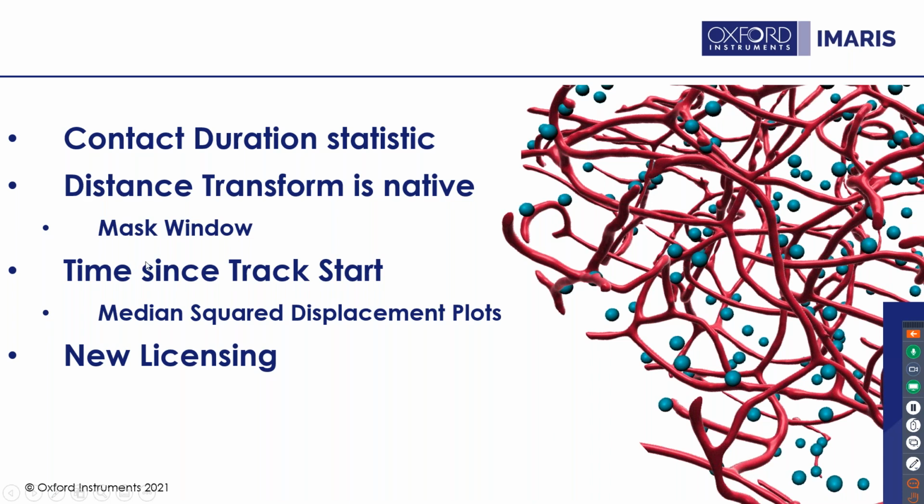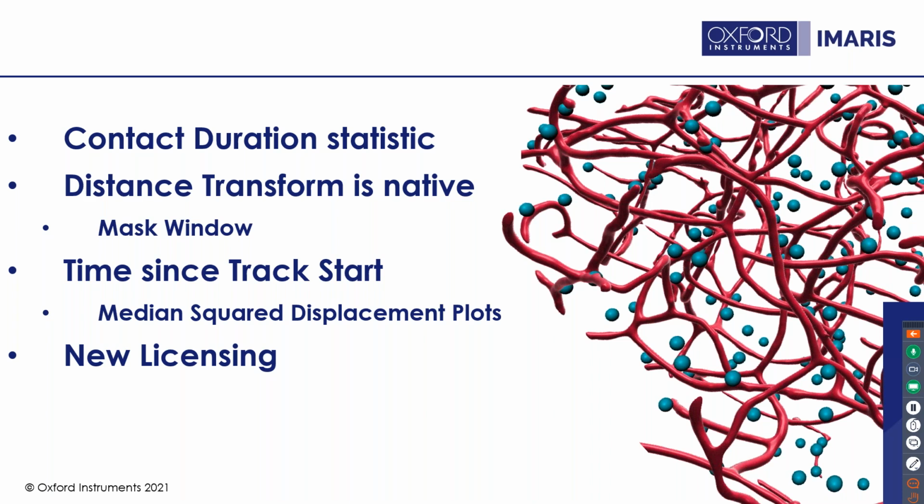We also have some other options within the time plots, which I'll show you in just a second when I back out and go into Imaris, where you can look at time since track start, and that will allow you to create median squared displacement plots, which will be a really nice feature for a lot of the people working on motility and using Imaris. And then you will find, and some of you may have already if you've downloaded Imaris, that there is new licensing. It should be happening in the background for you, but if you have any hiccups with that, just like I had a hiccup with Imaris, feel free to reach out to our support teams.